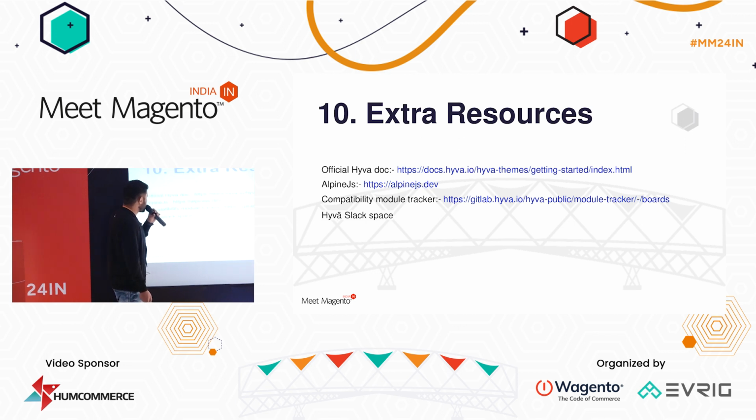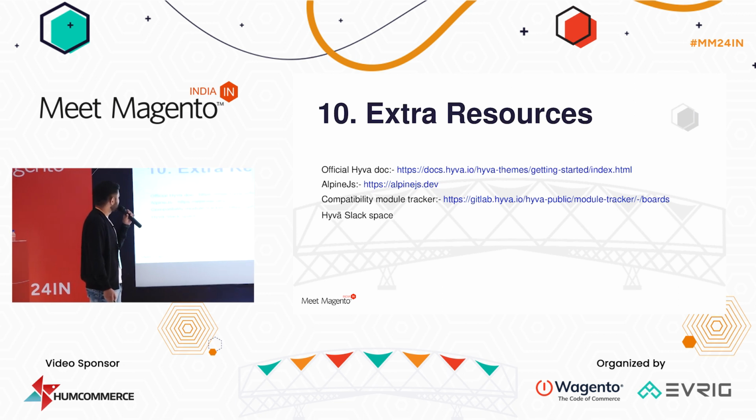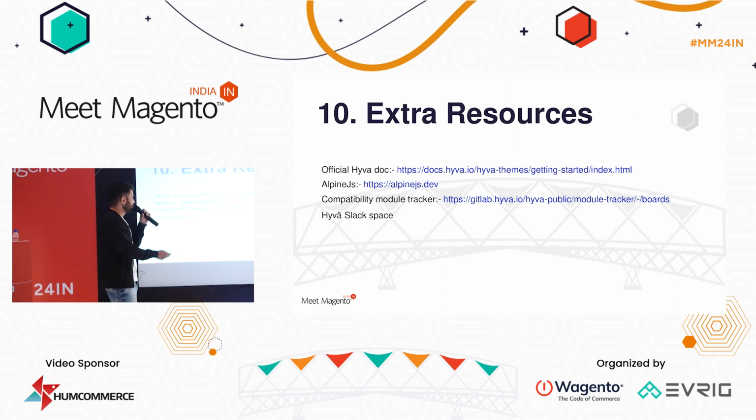There are also extra resources: the official Hyvä documentation you can go through, and for learning Alpine.js you can go through their official documentation. You can also track the compatible modules. There are some third-party modules which we have already installed in our store, but we are migrating to the Hyvä theme and those modules are not Hyvä compatible. Then you can check whether those third parties are providing a Hyvä-compatible module or not. So you can go through that.